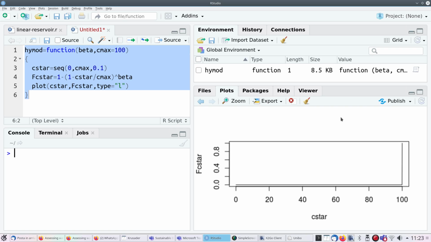What does this mean? It means that Fc star is equal to zero in this plot for any value of C star but 100. What is Fc star? Remember, it's the fraction of the catchment that has a storage which is less than or equal to C star. So, what does this mean? That this fraction is zero, even for increasing C star. It means that, for instance, if I look at C star equal to 100, the fraction of the catchment that has less than or equal storage to 100 is zero.